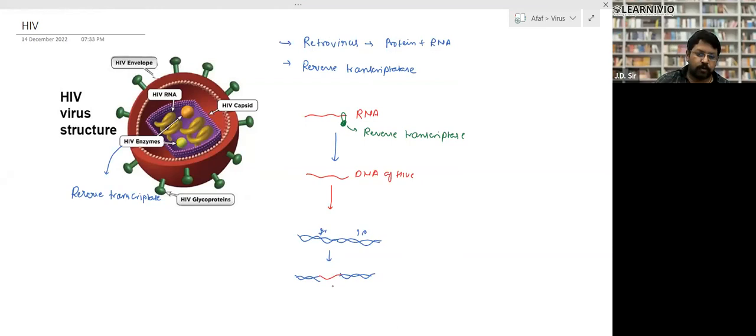Now what will it have? This is the viral DNA. Then what will it do? Then it will start multiplication. Is it clear or not? Tell me. It is. So please, first take the screenshot and write down this process. Then I'll go on. How does it work? Okay. With the help of another diagram, I'll tell you.